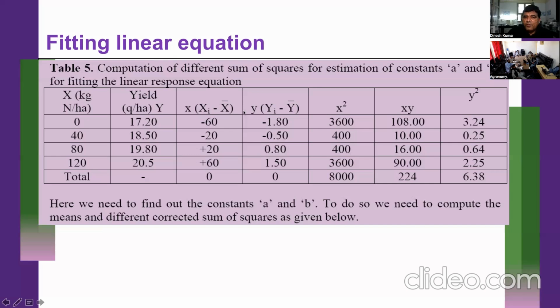You can get a small y by subtracting 19: 18.5 minus 19, this minus 19, this minus 19. So you get a small y, which is the difference y minus y bar.